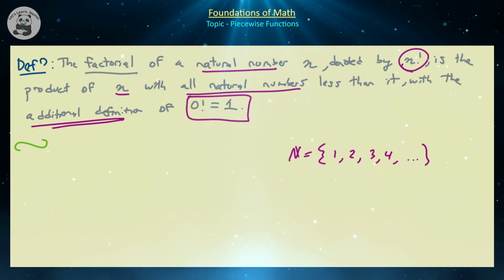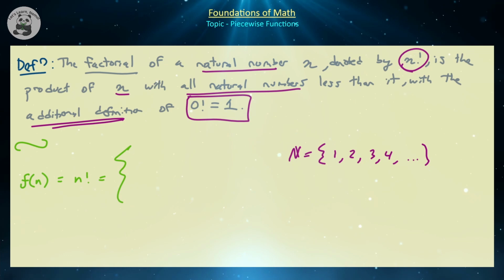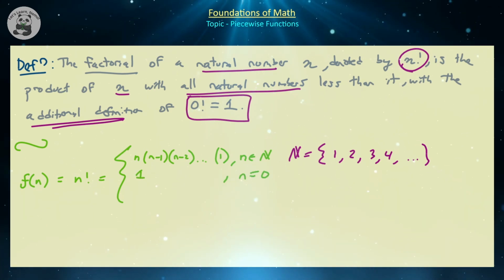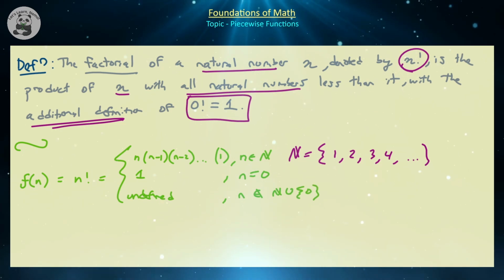So let's look at this from the piecewise function perspective. We're going to consider the function f of n, which is going to be a shorthand version of n factorial. So this is going to be equal to the product of n with all of the natural numbers less than it. So n times n minus 1 times n minus 2 all the way down to the last natural number, which is going to be equal to 1. This is going to be true for all n in the natural numbers. We're going to define it to be equal to 1 for n equal to 0. And we're going to, at least for the time being, not define it for all n not belonging to the union of the naturals with the number 0, i.e. integers that are negative, the real numbers that are not naturals or 0, and so on.